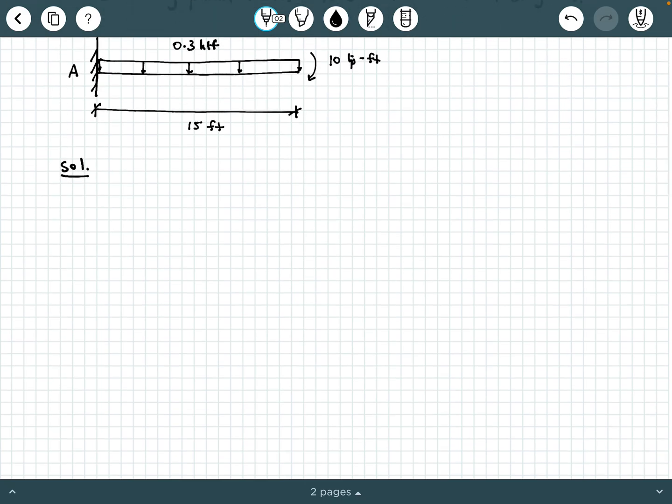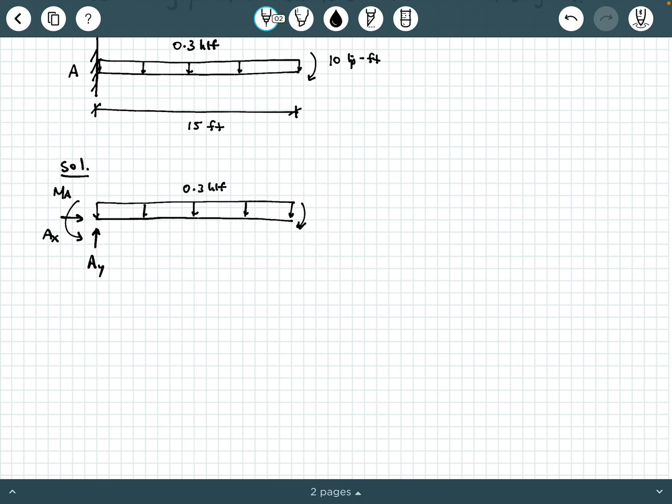So if I sketch a free body diagram of this cantilever beam, we know I have AY, AX, and it's a fixed connection at A, so I have an MA here, all right? And then, of course, we have the applied loads. So we have that uniform load of 0.3 KLF, and we have the applied couple moment of 10 kip feet here. And the whole length of this beam is 15 feet, all right?